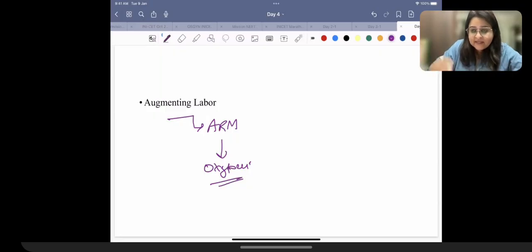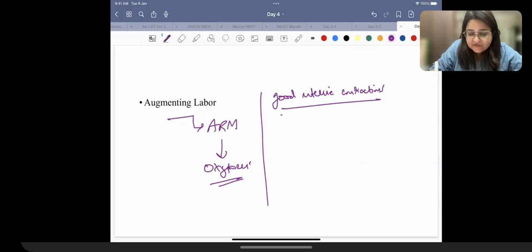Now, what is the end point? How will my resident tell me, ma'am, her contractions are not good? That means what is the definition of a good uterine contraction? Those of you who have worked in the labor room, if the resident says check the contractions, how will you check? You put your hand over the fundus of the uterus.